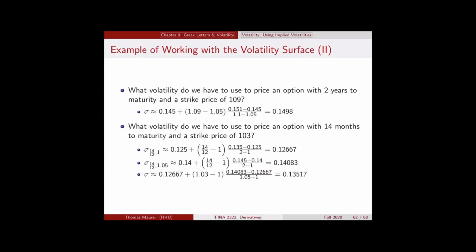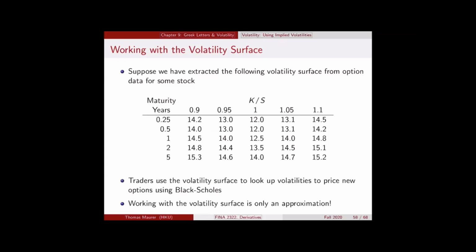What volatility do I have to use to price an option, either call or put, with 2 years to maturity and a strike price of $109? Well, let's go back to our volatility surface. For 2 years to maturity, I have a bunch of options over here, but I don't have the moneyness of a strike price of $109. The price of the underlying asset today is $100, so a $109 strike price means a moneyness of 1.09. So I'm going to be somewhere in between here.